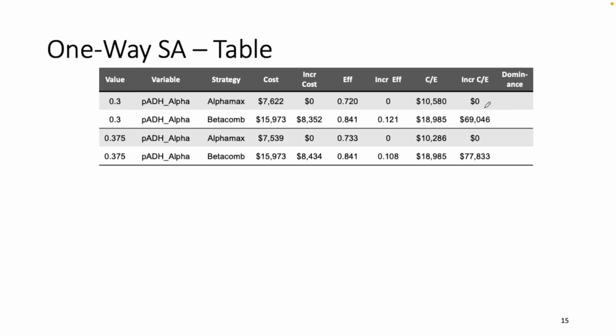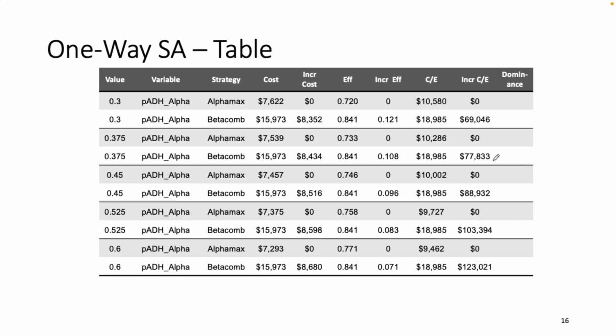And then we're going to do it again. Now we're going to slightly increase the probability of being adherent to Alphamax. Now we're at 0.375. And you see we get a new ICER when we use that value. And so on and so forth until we get to the high range. So we varied it from 0.3 to 0.6. We record our ICERs and we get a range of ICERs that could potentially happen as we move across this range of probabilities of being adherent to Alphamax.